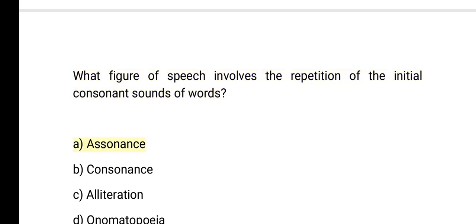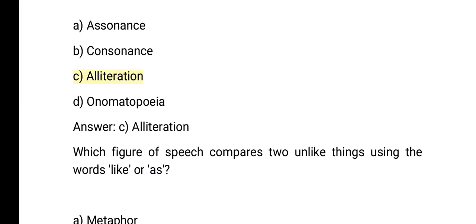Figures of speech. What figure of speech involves the repetition of the initial consonant sounds of words? A. Assonance. B. Consonance. C. Alliteration. D. Onomatopoeia. Answer. C. Alliteration.